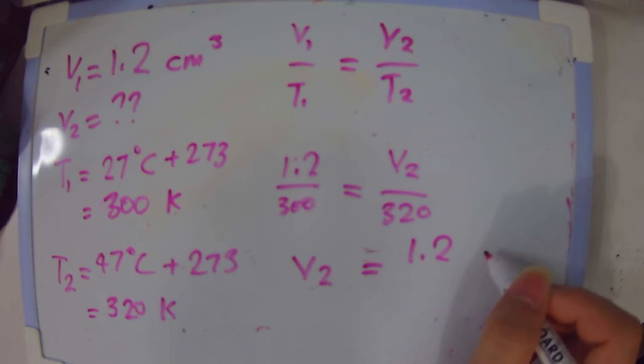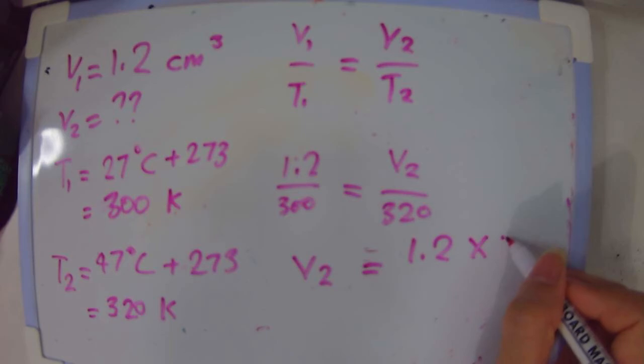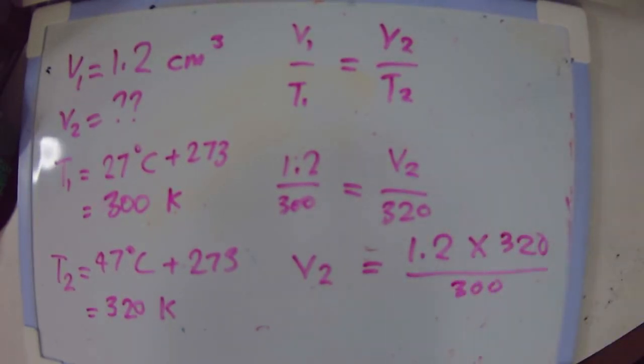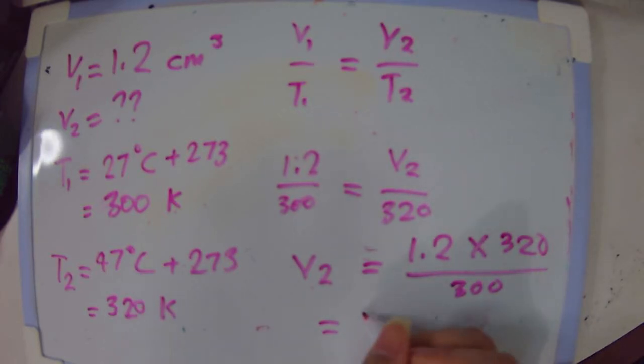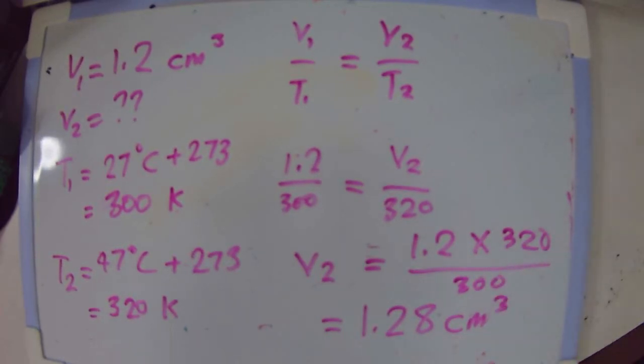There are different ways you can write it. You could write it like this. The textbook writes it like this, over 300. Alright. So basically, if you follow along in the textbook, the calculation is 1.28 cm³. And that is your final answer. So the final volume after increasing the temperature is 1.28 cm³.